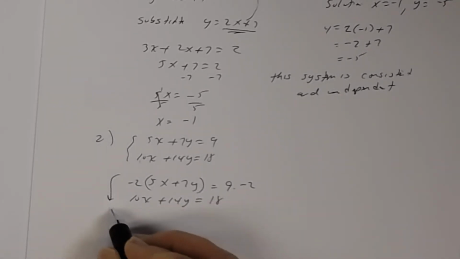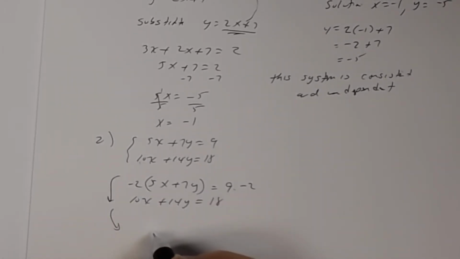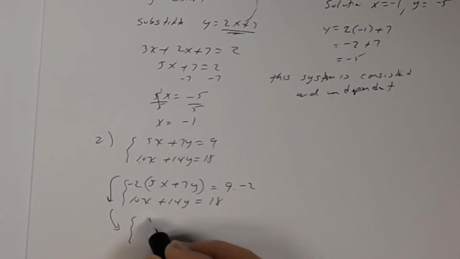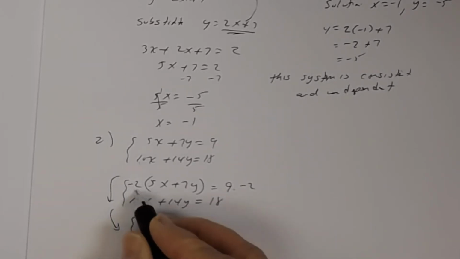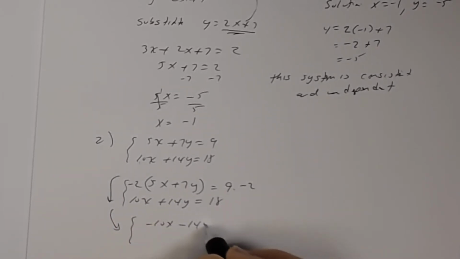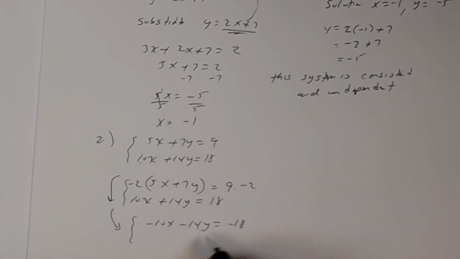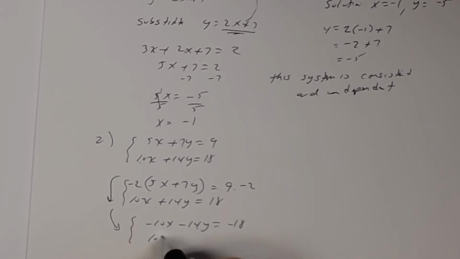Okay? Now, let's go ahead and distribute. So then I get this system: negative 10x, a negative 2 times 7y is a negative 14y, equal to 9 times a negative 2, which is a negative 18. The second equation is 10x plus 14y equal 18. Now we're going to add.